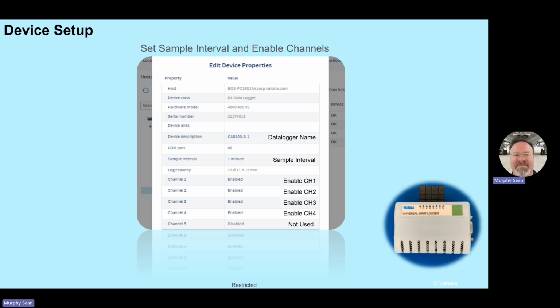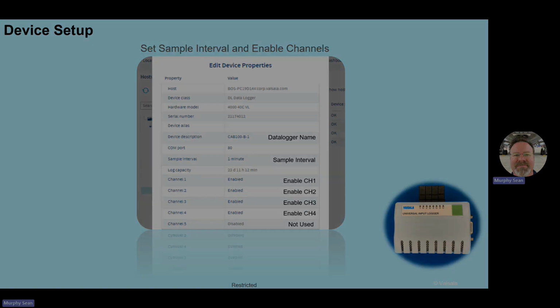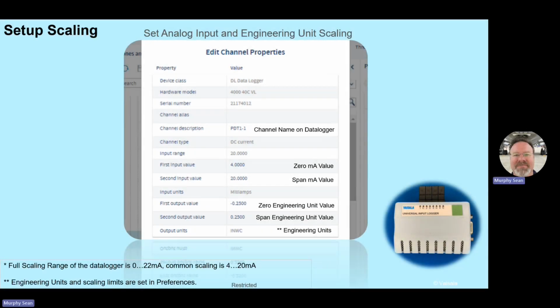So typically it's a 1 minute sample interval, and then you have channels 1, 2, 3, and 4, and with the channels, you're going to want to make sure that each one of those channels is enabled. And then you open up each one of the channels. So that was for the configuration of the data logger.